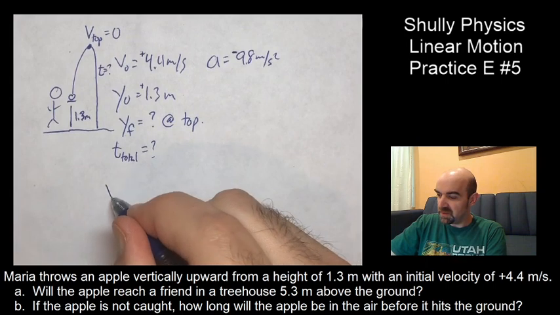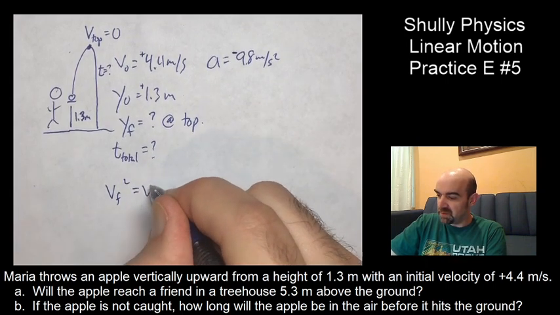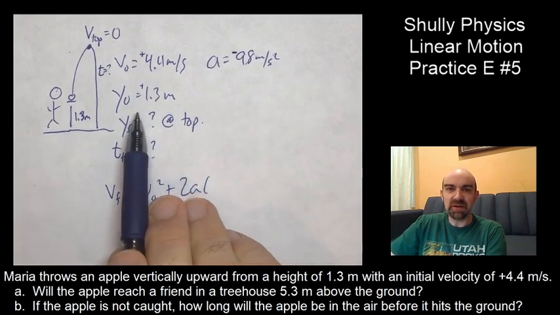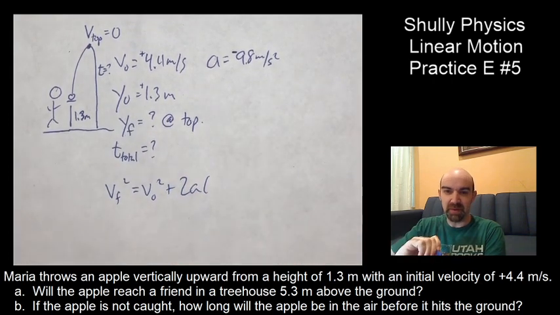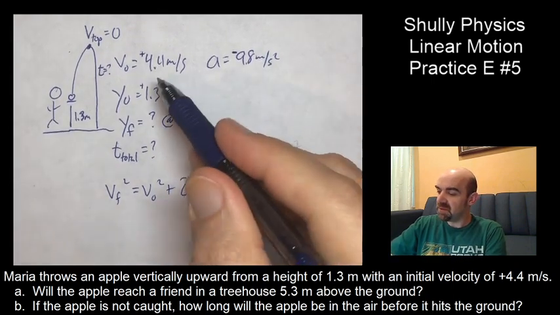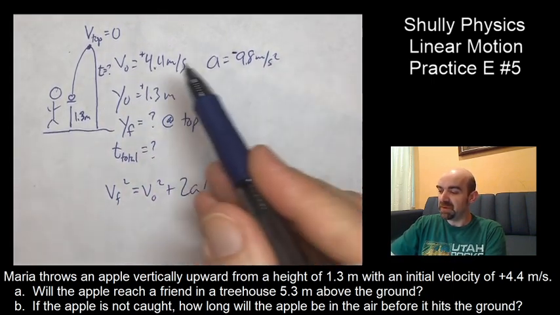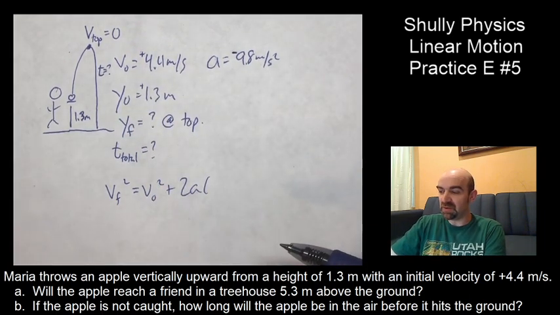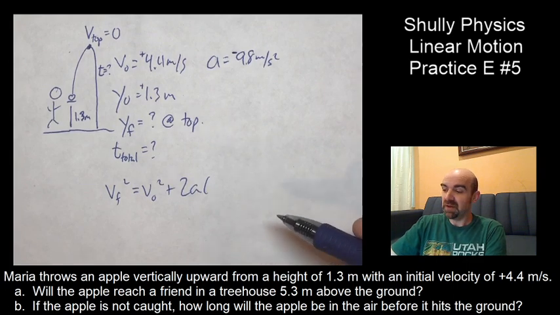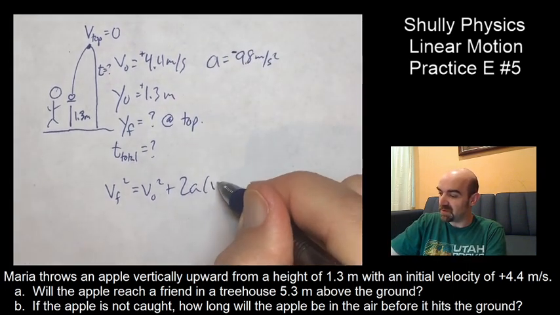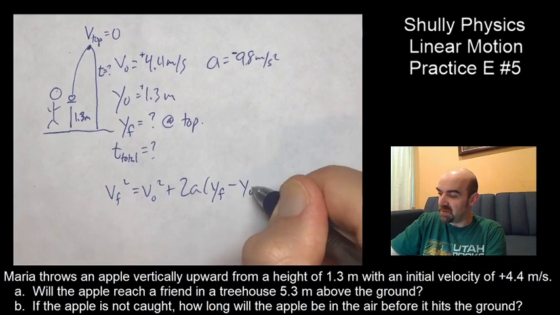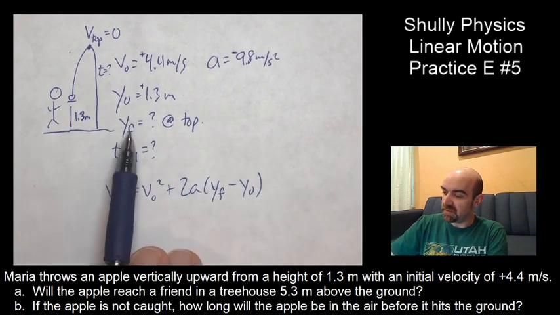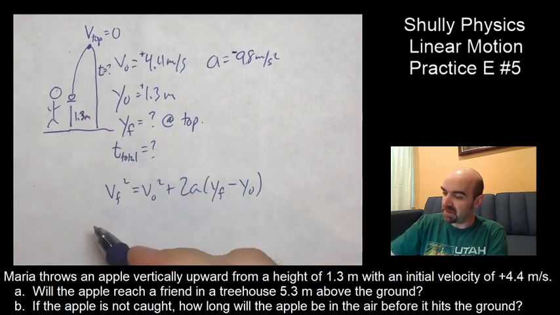So I'm going to use the third equation, vf squared equals v0 squared plus 2a. I'm going to use again, just like in my starter for practice E number 4, instead of just using an x here, or in this case a y, that x is actually a change in position. Usually the initial position is 0, but here our initial position is 1.3, so this is going to be the final y minus the initial y, and that's how we're going to plug it in. Helps to solve it a lot better. So let's plug in the final velocity at the top is 0.